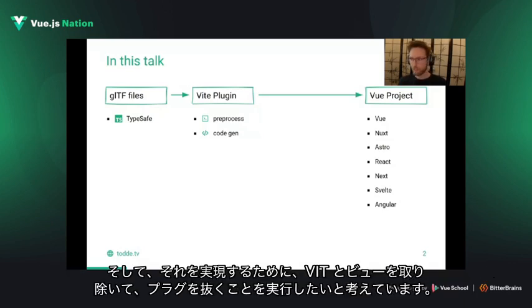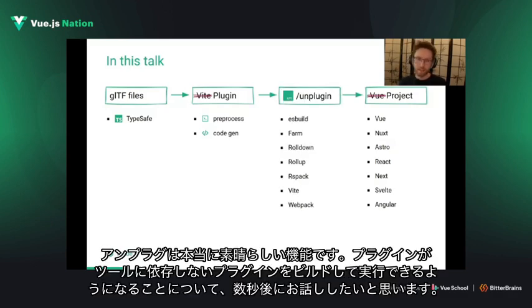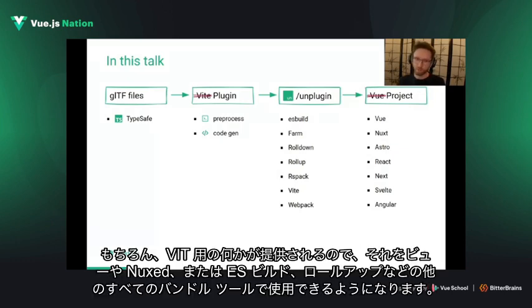And in order to do that, we want to bring the Vite and the Vue away and bring unplugin into play. And unplugin is something really cool I want to talk about in just a few seconds that helps plugins more or less create build tool agnostic plugins. Of course, it will deliver something for Vite so that you can use it in Vue and Next, or all the other bundle tools like ESBuild, Rollup, and whatever they are called.